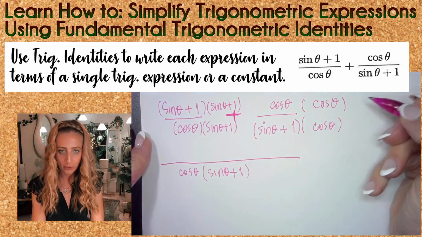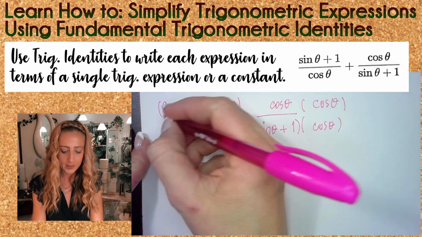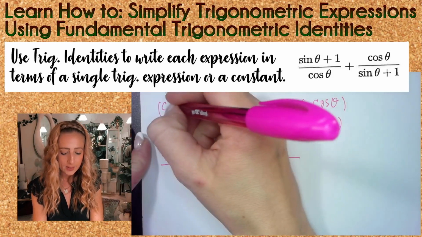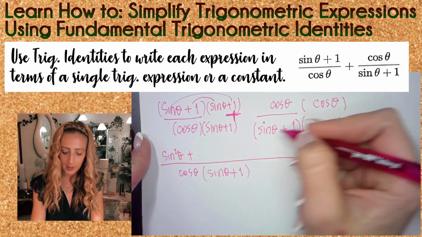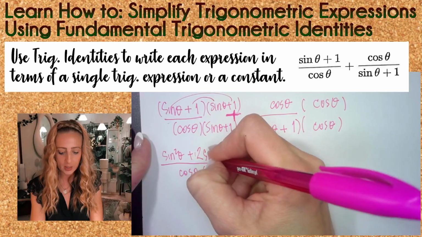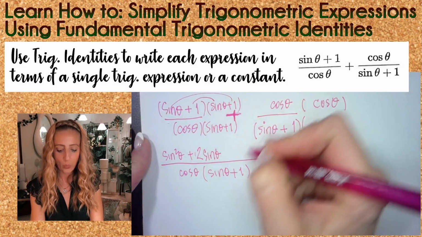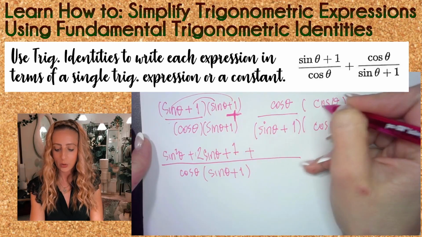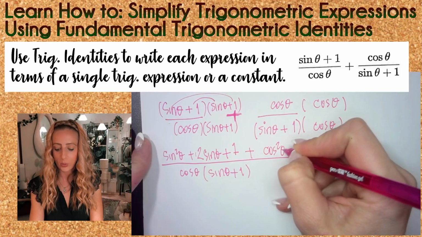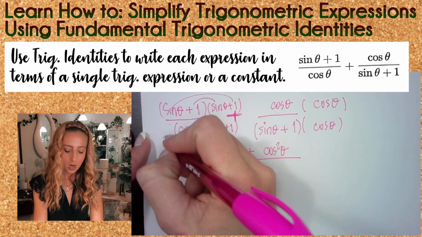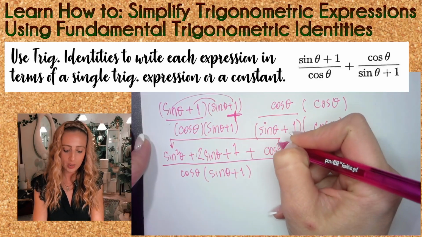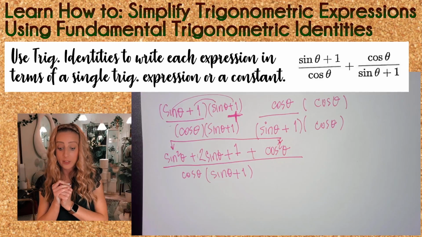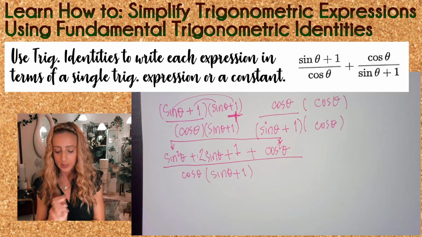So I'm going to use FOIL or distribution, first outer inner last, to multiply this. So I will get sine squared theta plus sine theta plus sine theta. Adding is counting. We're counting how many sine thetas we have. 2 sine theta. And 1 times 1, please, it's not 2, it's 1. Plus cosine theta times cosine theta is cosine squared theta. Now, cosine squared and sine squared, these two guys over here, are able to be combined in a very special way using the Pythagorean identity.